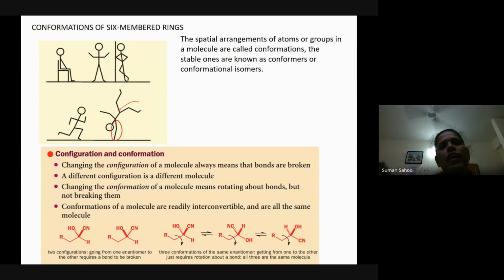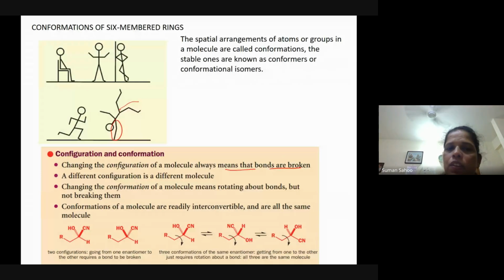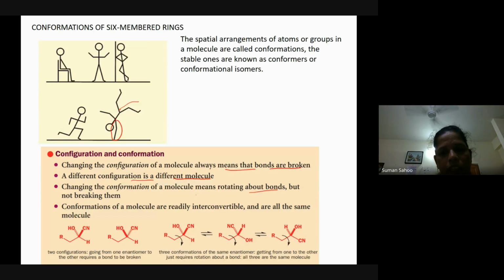Conformations means you can have many conformers. You can rotate many times about your single bond. Changing the configuration of a molecule always means that bonds are broken. A different configuration is a different molecule. Changing the conformation of a molecule means rotating about bonds but not breaking them, so it is the same molecule. Suppose you see these two configurations, these two are enantiomers, but if you rotate this bond between this carbon and this carbon, you get different conformers, but all have the same configuration.